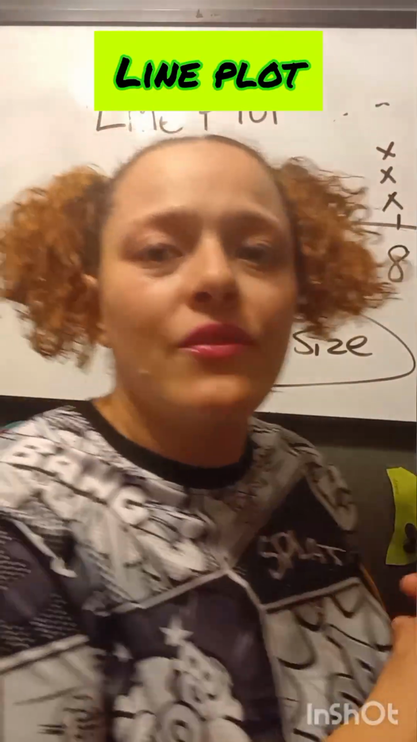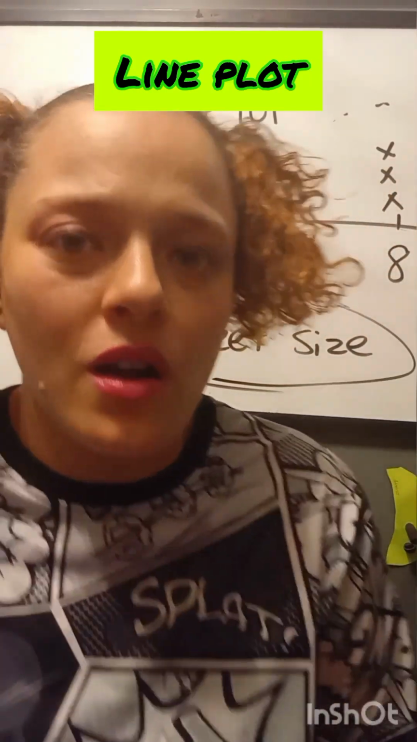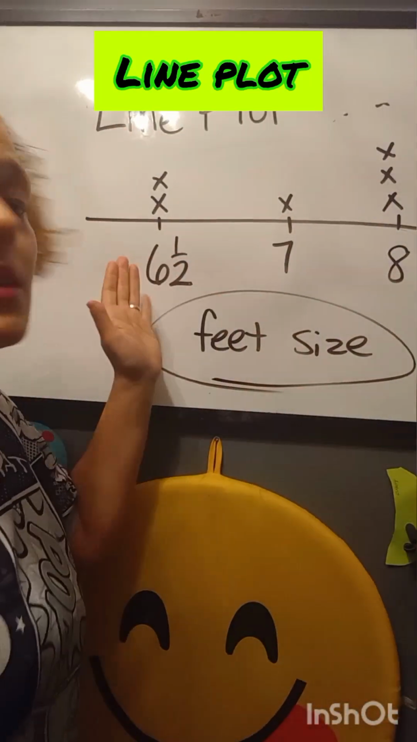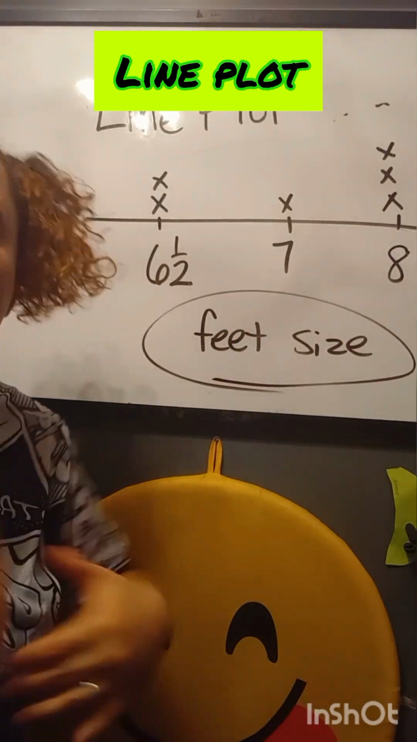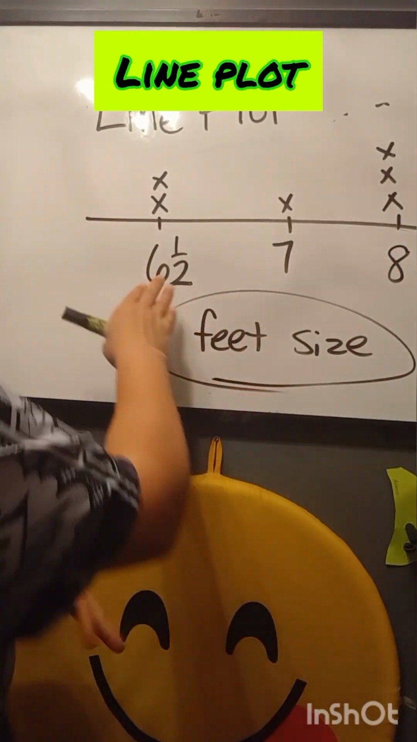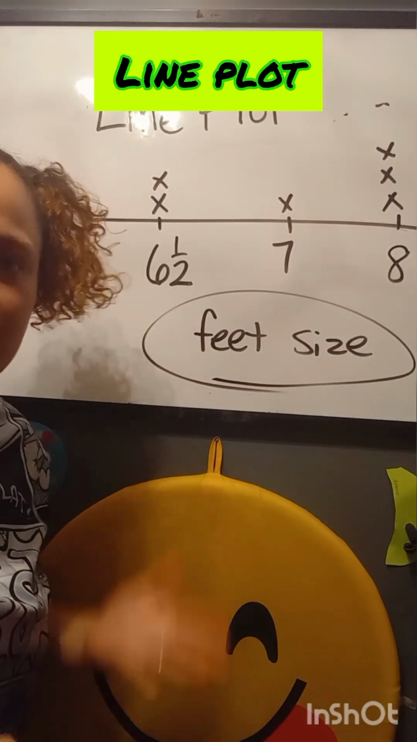Let's get right into it. And what is a line plot? A line plot, if you remember the bar graph and things like that, is pretty much a set of values, and then it's multiples of that one value or more than one of that one thing, right? So let's say we're talking about shoe sizes in this example.